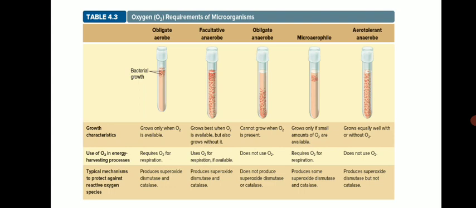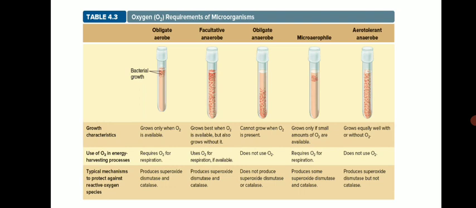Then in the case of facultative anaerobes, they grow best when O2 is available, but also grow without it. So facultative anaerobes grow in both aerobic as well as anaerobic conditions, and they use oxygen for their respiration if available, and they produce superoxide dismutase as well as catalase enzyme. Then obligate anaerobes cannot grow when O2 is present. They are strictly anaerobic bacteria, and they do not require any oxygen for their growth, and they do not use O2 for their normal respiration, and they do not produce enzymes like superoxide dismutase or catalase.